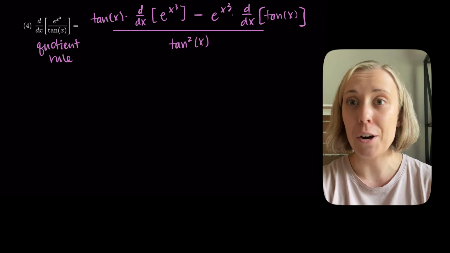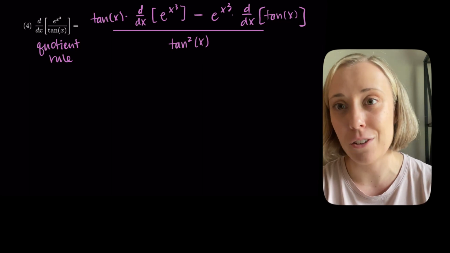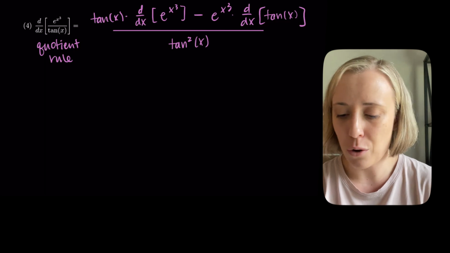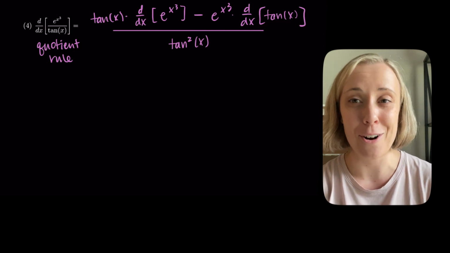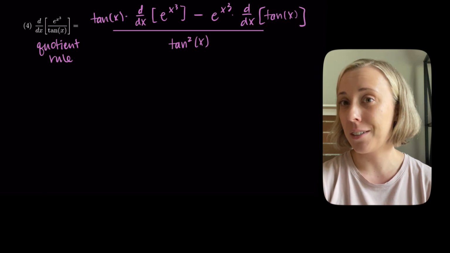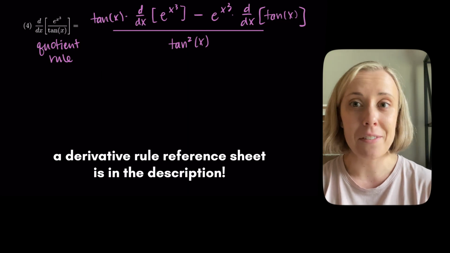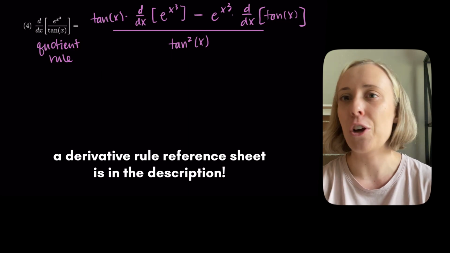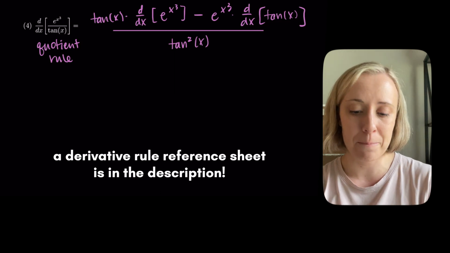Okay, so we've done our first rule, we've done our quotient rule, and now we just need to take these individual derivatives. So before I even try to write anything, I just like to look at this and see what I know without trying too hard. So the derivative of tangent, as long as you remember it or you have your reference sheet, is secant squared. So we can replace that with secant squared without much trouble.